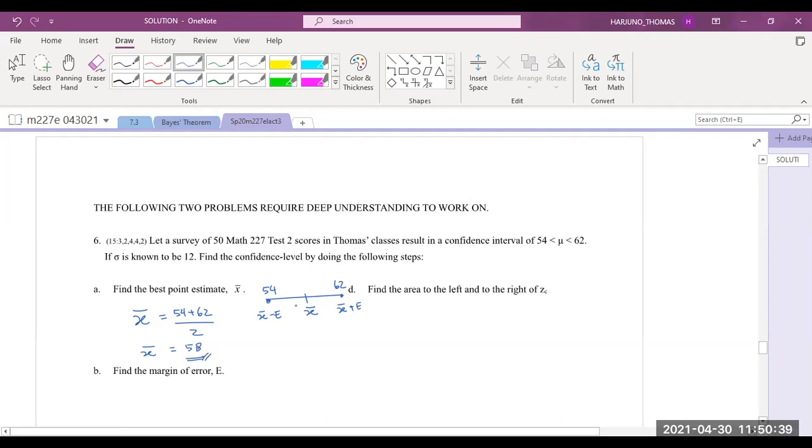Now the margin of error, part B, is the difference between the upper bound and the midpoint. Or you can also use the midpoint and lower bound. Or you can also use the upper bound minus the lower bound, divided by 2. Because the upper bound minus the lower bound is twice the margin of error, right? So after you subtract and divide by 2, you will get the margin of error, which is 4.